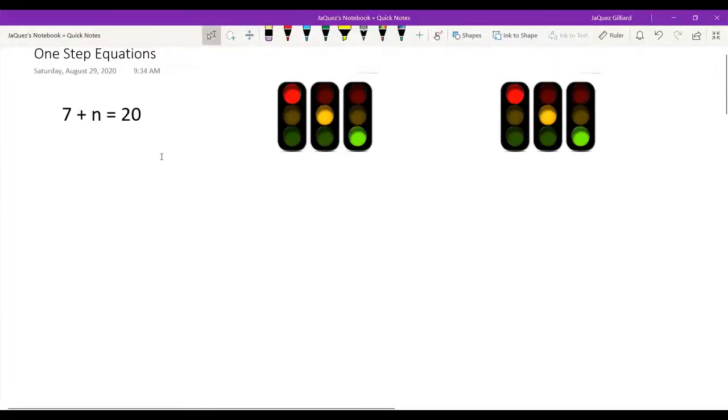Today I'm going to demonstrate for you how to solve a one-step equation. Right now we have 7 plus a number equals 20. The n represents our variable, which is an unknown number. And our job today is to isolate the variable and get n by itself.